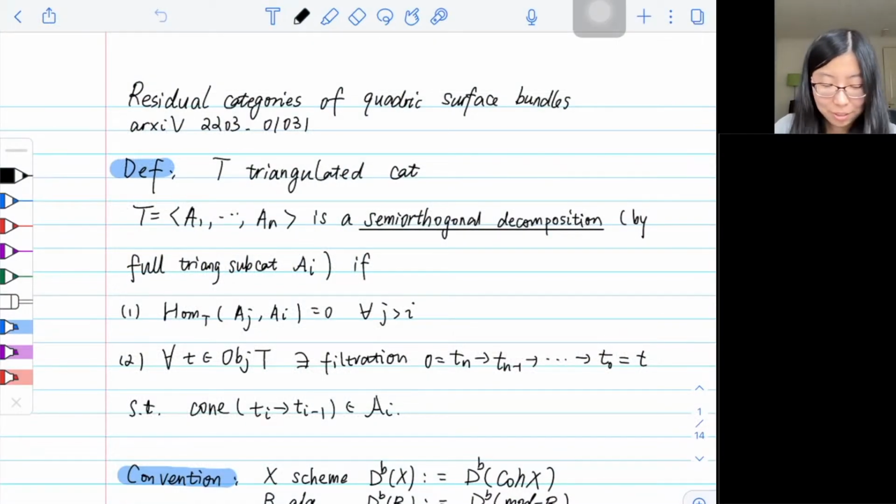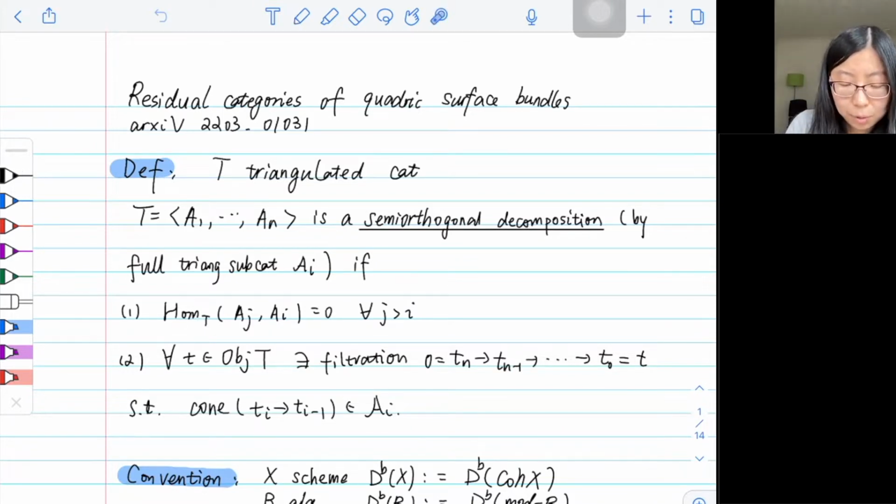Today I will talk about the residual categories of quadratic surface bundles. I will first tell you what a residual category is. And to talk about that, I will first tell you what a semi-orthogonal decomposition is.